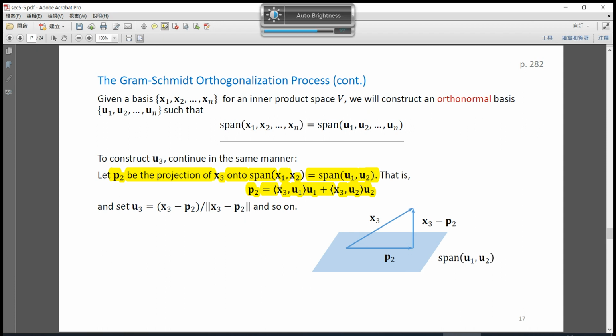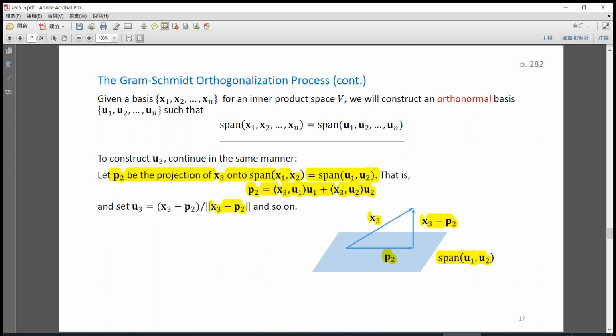We can use the figure in this slide to visualize p2. p2 is the projection of x3 onto the span of u1 and u2. And we know that x3 minus p2 is orthogonal to the span of u1 and u2. We also know that the norm of x3 minus p2 is non-zero because x3 minus p2 is not the zero vector.